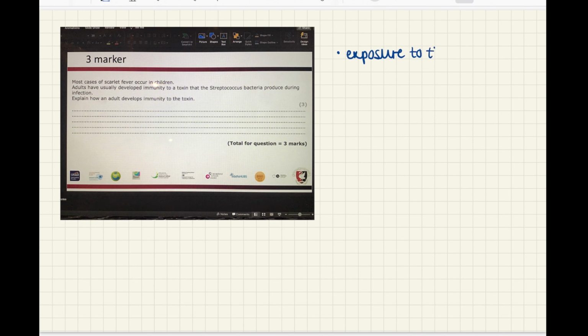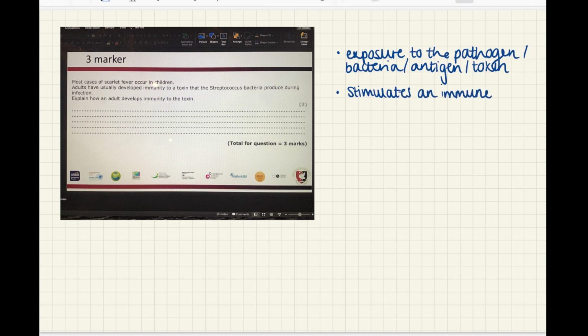So point 1 is that there has to be exposure to the pathogen. You could have also said bacteria here, or antigen, or toxin. So it tells you in the question that scarlet fever is caused by Streptococcus bacteria. And point 2 was simply just to state that this exposure of the pathogen stimulates an immune response. You didn't have to really say any more than that. You didn't have to specify primary immune response, for example.